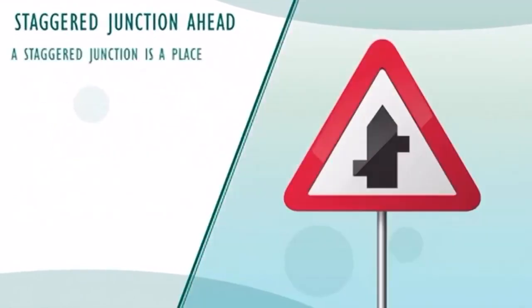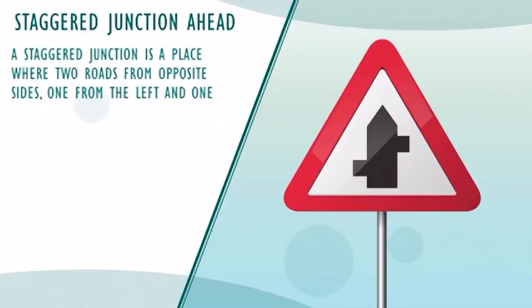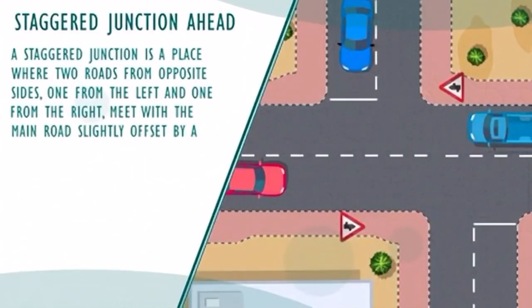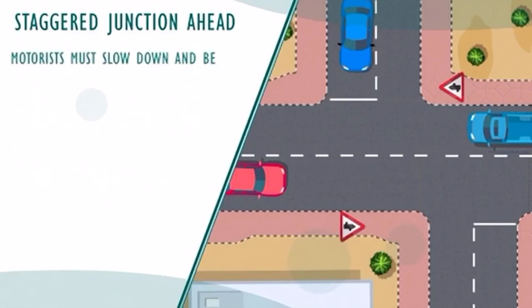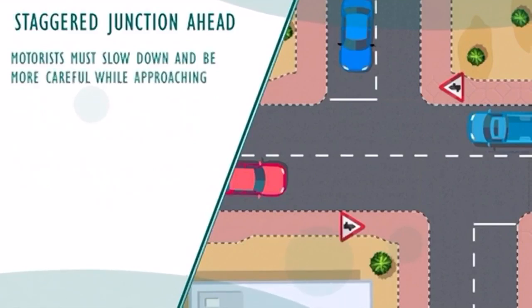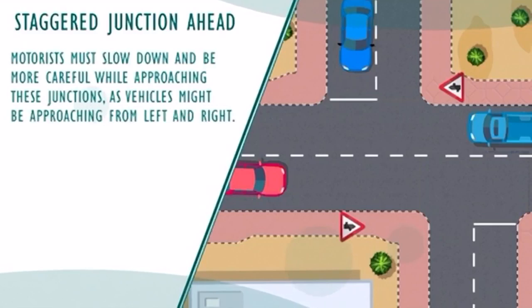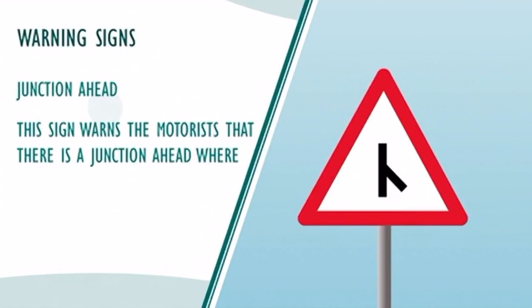A staggered junction is a place where two roads from opposite sides, one from the left and the other from the right, meet with the main road slightly offset by a short distance. Staggered junctions are found on two-way traffic roads. Motorists must slow down and be more careful while approaching these junctions, as vehicles might be approaching from left and right.